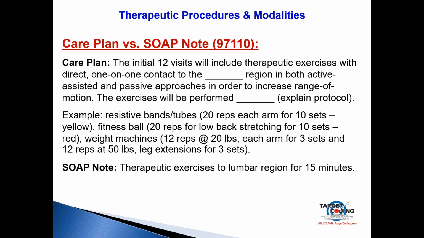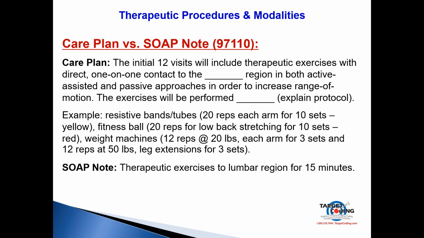Here's another thing that I want to share with you. I used 97110 as the example here. There's a big difference between creating your care plan and an individual SOAP note. When creating a care plan, lay out the whole story by saying the initial 12 visits will include therapeutic exercises with direct one-on-one contact. Lay it out. This way, if you're ever questioned, you can say, wait a second, take a look at my notes. It's there. Wait a second, police officer, here's my license and my registration. I got everything. There's no issues.